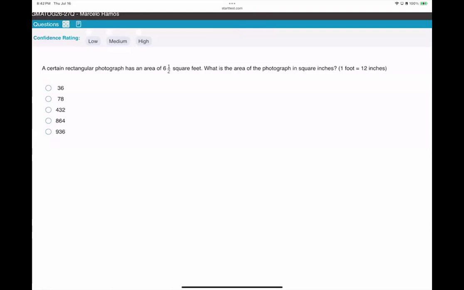Is that okay? So 6.5 is 13/2. Do you guys agree? I put 13/2. I think it's better for our calculations. Cross multiply. So it'll be 12 times 12 times 13 divided by 2.